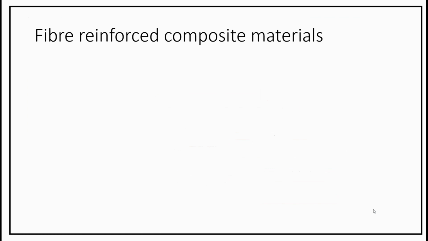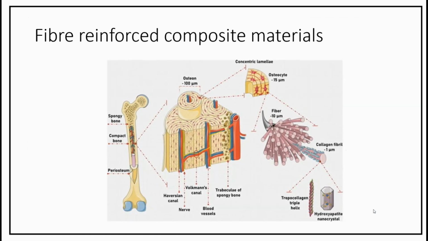Fiber-reinforced composite materials. Natural bone is a complex composite material composed of an extracellular matrix of mineralized fibers containing living cells and bioactive molecules. Consequently, we can use engineered fibers in biomaterial-based scaffolds to replicate the functional performance of bone.